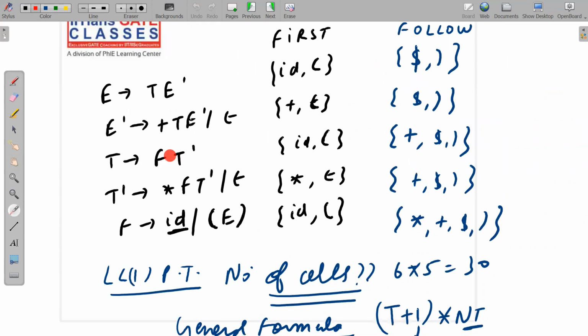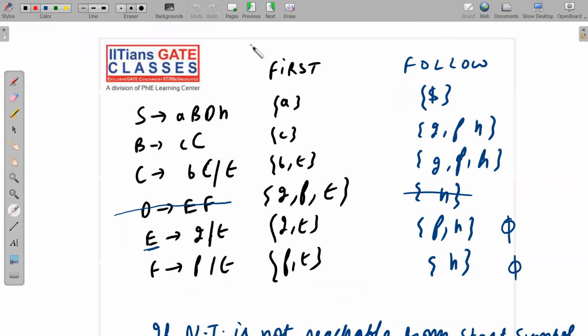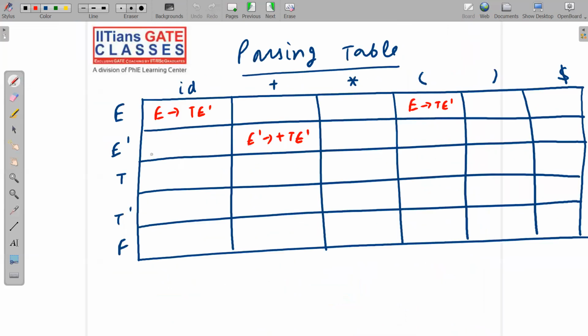Next, T implies FT dash. Obviously one production rule, so first of RHS is nothing but first of F, that is ID and opening bracket. By now you have got the idea that we apply a production rule where the first of RHS matches. In case of ID and opening bracket, I will write T implies FT dash.